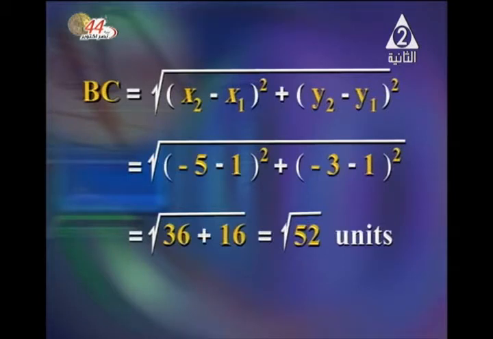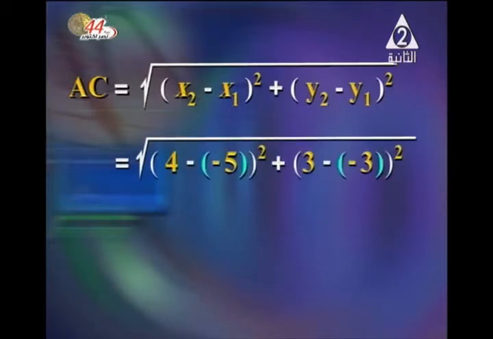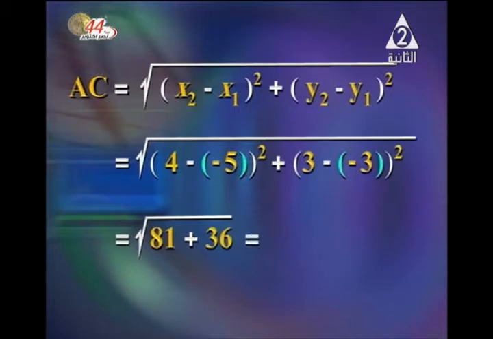What about the length of the third side? It is AC. So what about AC? It is square root of (x2 minus x1) all to the power of 2 plus (y2 minus y1) all to the power of 2, which is equal to square root of (4 minus negative 5) all to the power of 2 plus (3 minus negative 3) all to the power of 2, which gives a result as square root 81 plus 36, and this will lead us to the result square root 117 units.